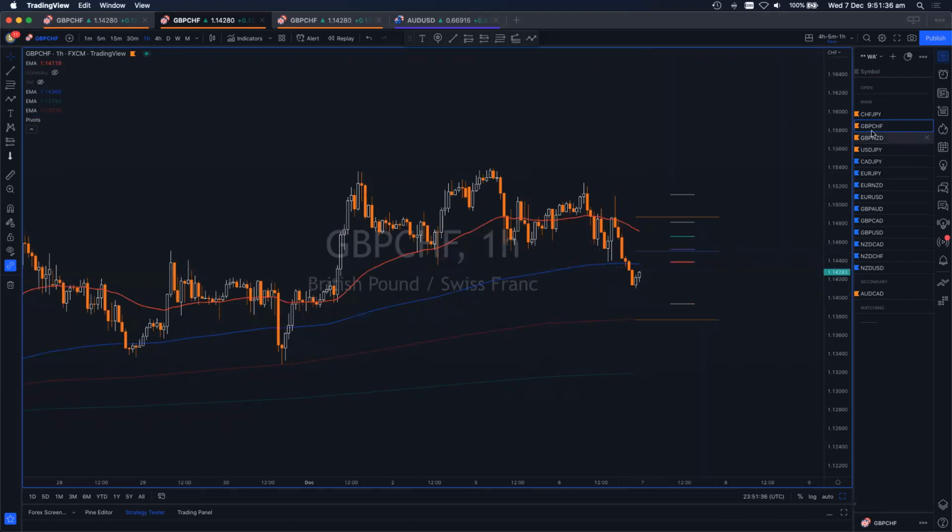Pound Swiss is a non-Asian pair, so that will be another 6, 7, 8 hours before that sets up at least. So plenty of time for that to do some pulling back. Let the 1 hour 50 catch up, maybe make a nice CBO short. See how that one plays out.